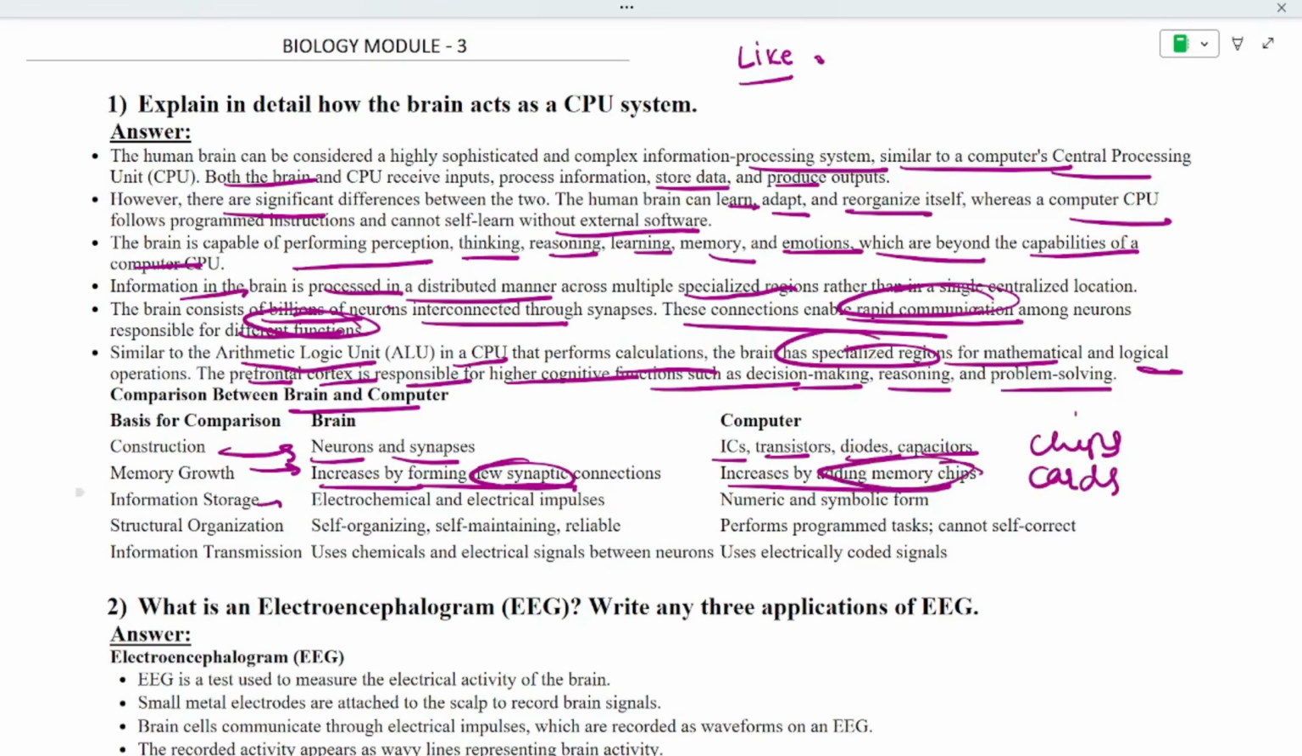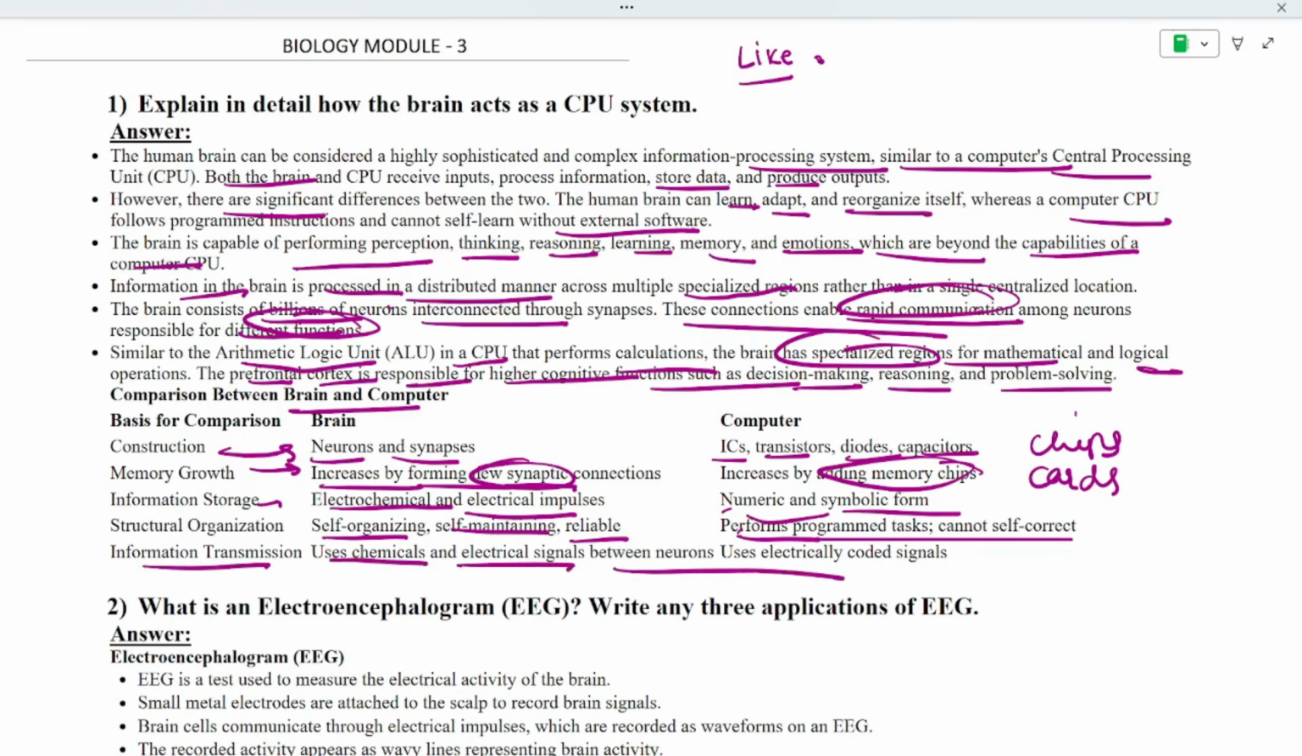Now, information storage in the brain is through electrochemical and electrical impulses, whereas here it is through numerical and symbolic form. Next is structural organization: the brain is self-organizing, self-maintainable and reliable, whereas the CPU's performance depends on the program and task, and it cannot self-correct. Now, information transmission: the brain uses chemical and electrical signals between the neurons, whereas the CPU uses electrical coded signals. These are the differences, and you can see how the brain acts as a CPU system.